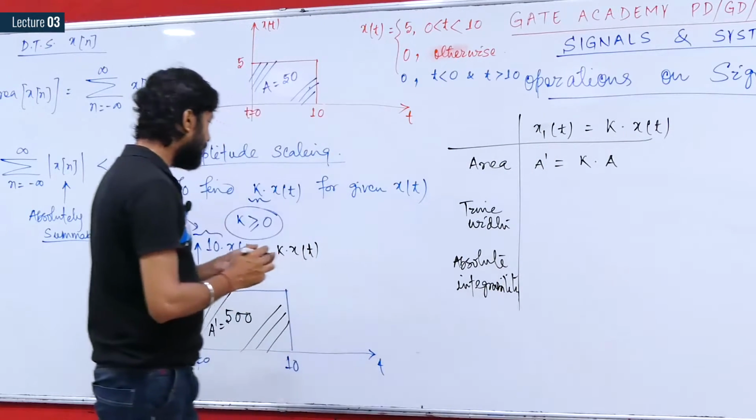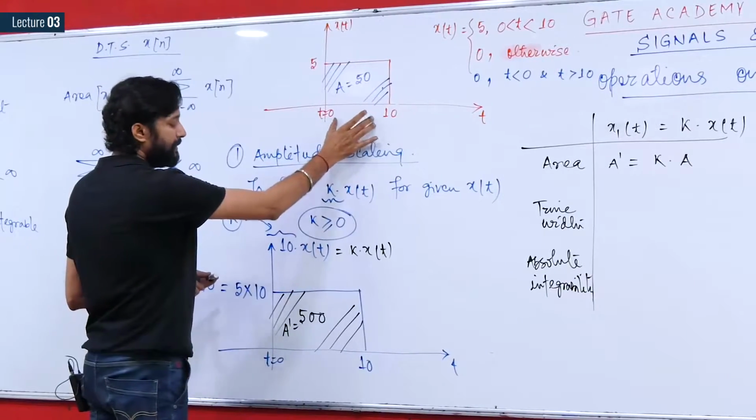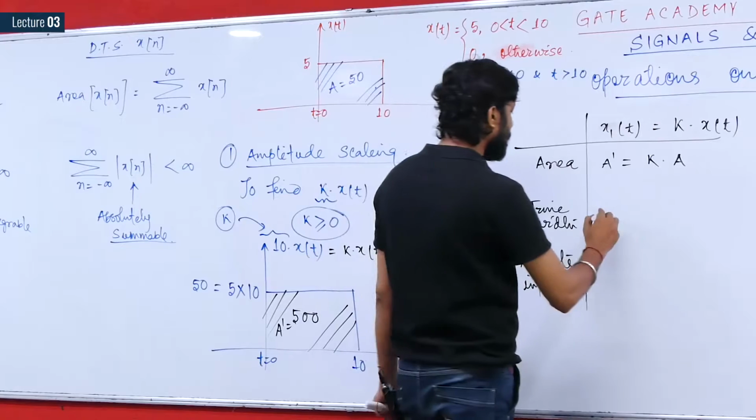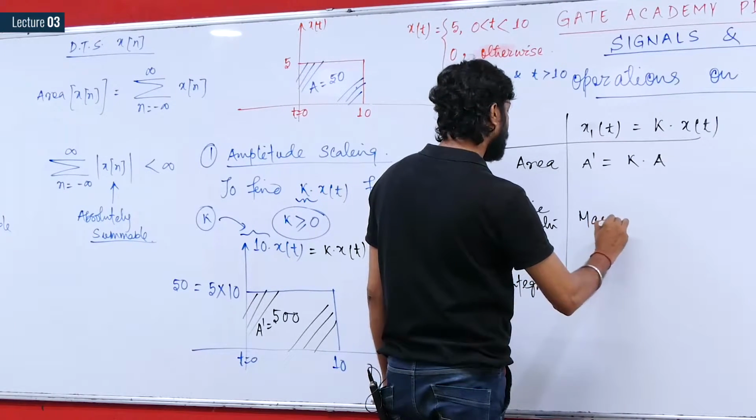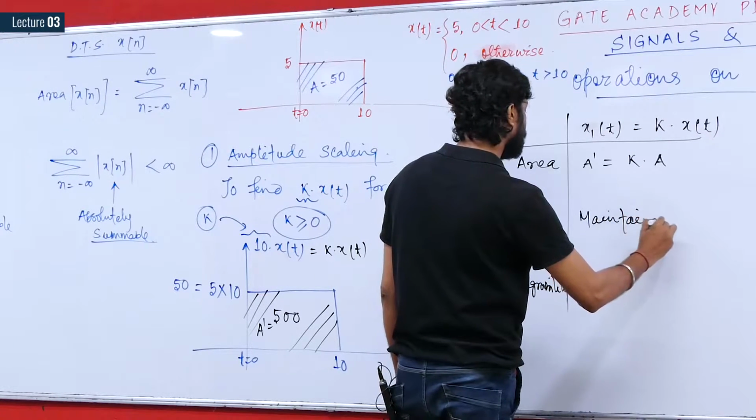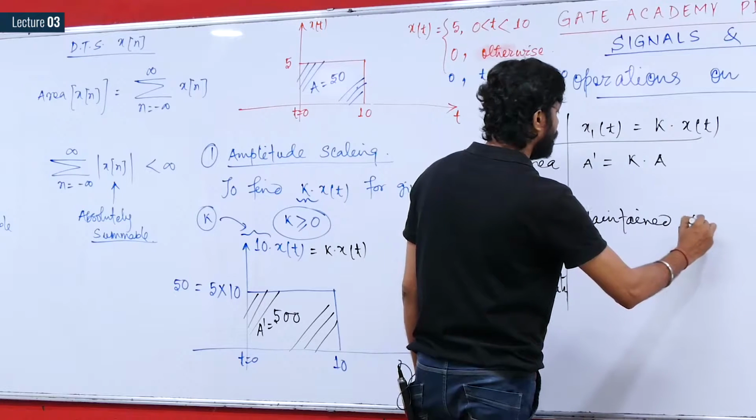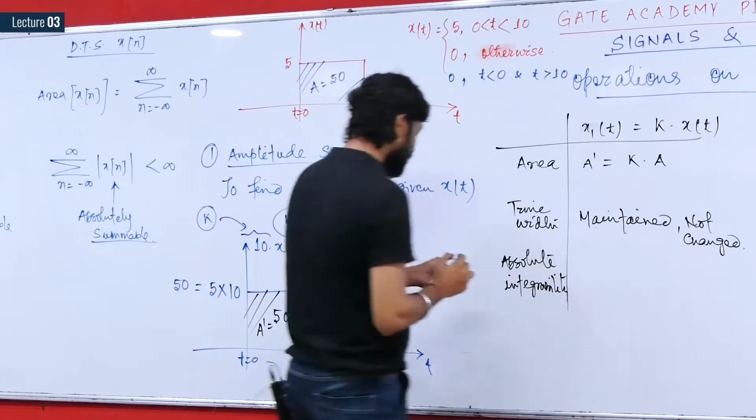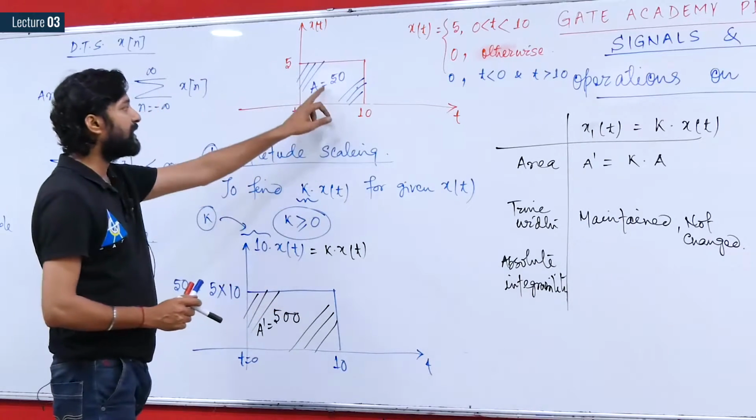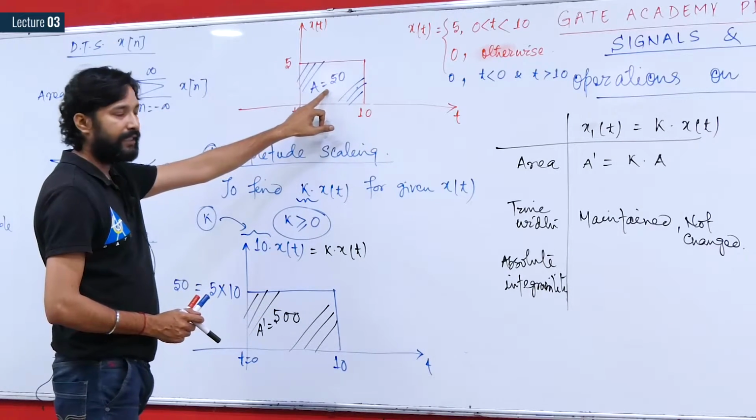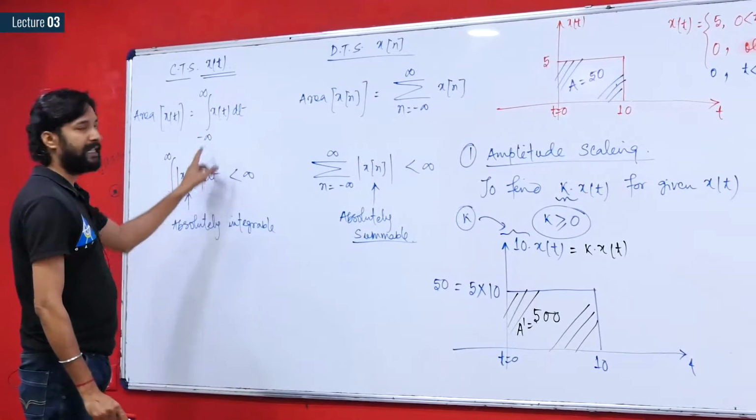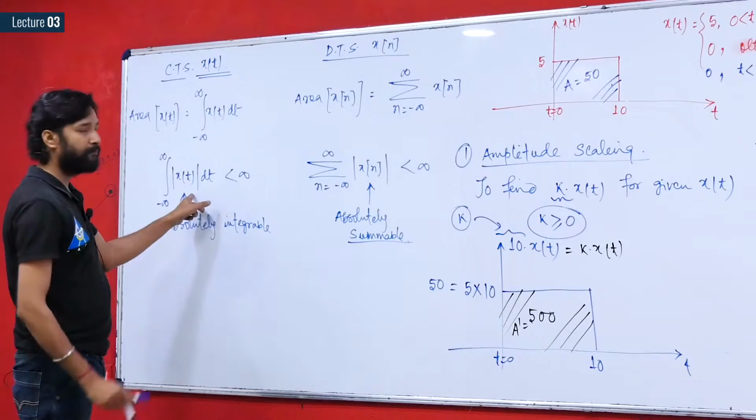Time width, if you see here, the signal was earlier existing for 10 seconds, again it is existing for 10 seconds only. Therefore, you can say that time width is maintained, that is, not changed. Similarly, we have discussed that this signal was real and having positive values only. Therefore, for this signal x of t, these two integrals will be identical. These two integrals will give us the same value.